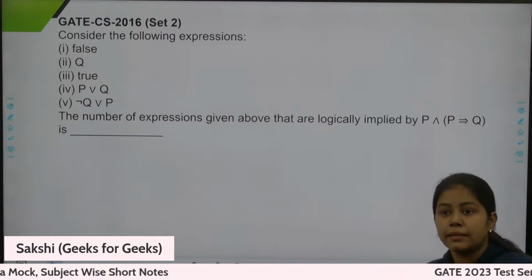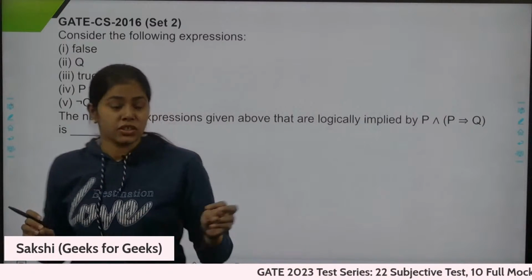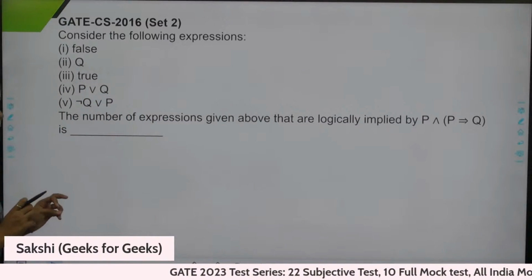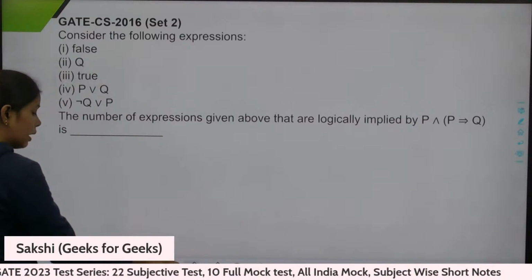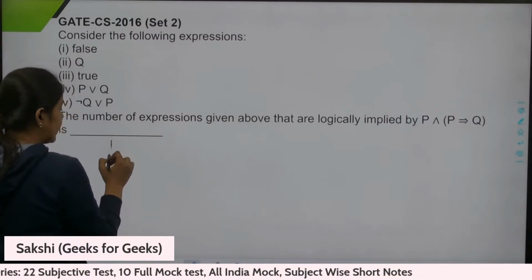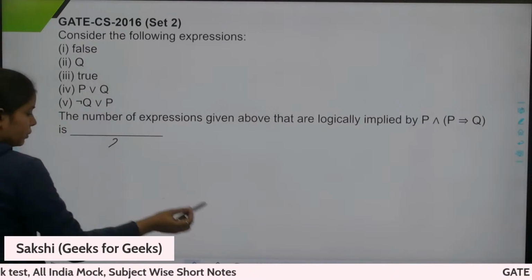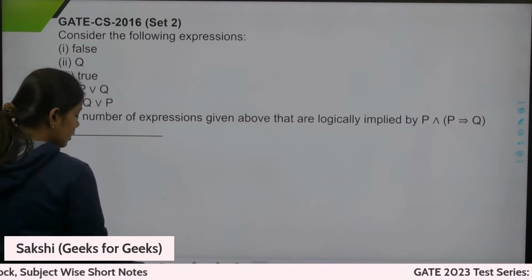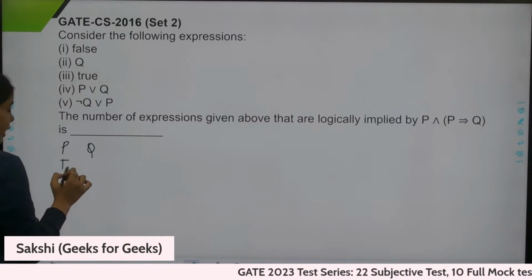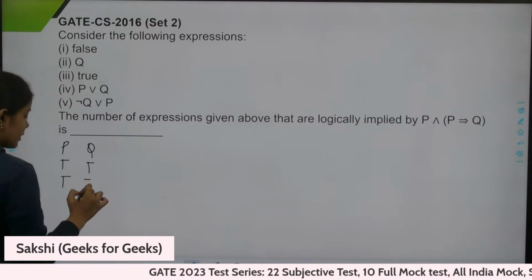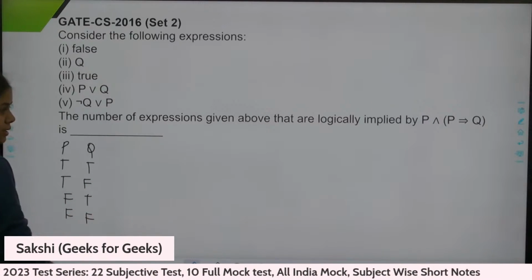Right, let's see this question. We have the number of expressions that are logically implied by P and P implication Q, right? So what would I do? I'll have two propositions here, P and Q, right? So this is my P and this is my Q. So we'll have true true, true false, false true, and false false. That means we'll have four cases, right?